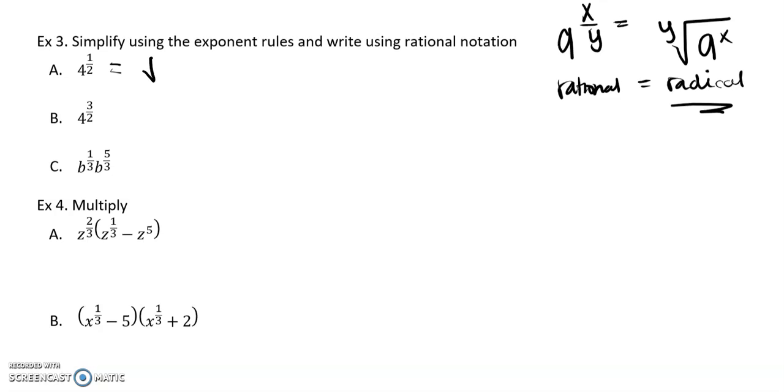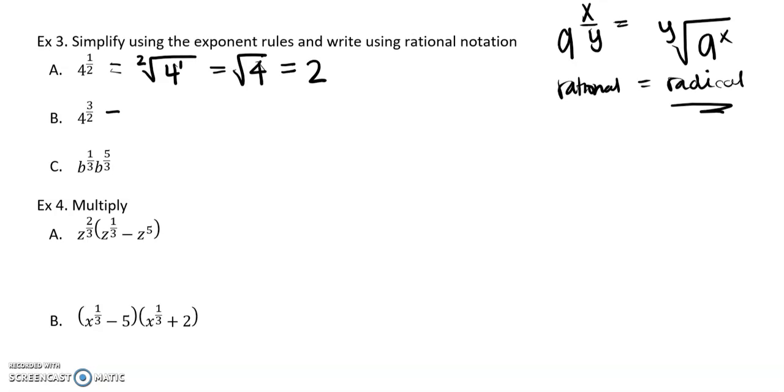So 4 is inside the base, and then the denominator is your index, and then your numerator is what you raise your power to. And remember, this is just square root of 4, which is 2.